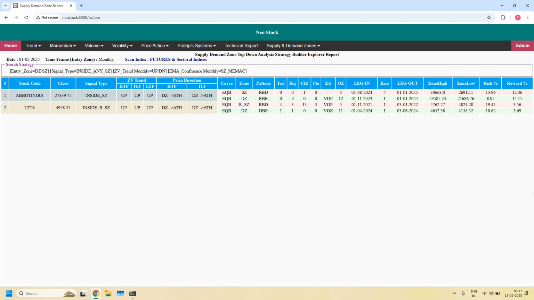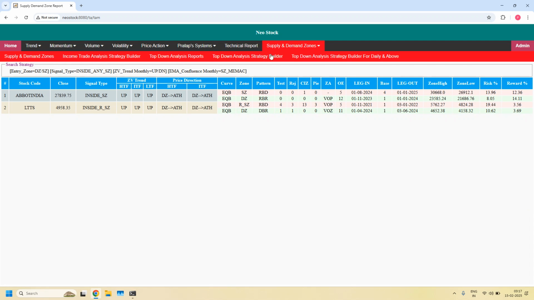So these 2 monthly supply zones are having monthly EMA Confluence. Out of these 2, one monthly supply zone is already pierced 3 times. And those who learned pierced zone strategies, they can apply your strategies on this stock and you can analyze the chart. Lesson 28, pierced zone strategies. Okay, this is about monthly time frame.